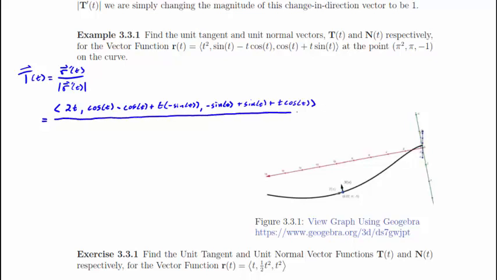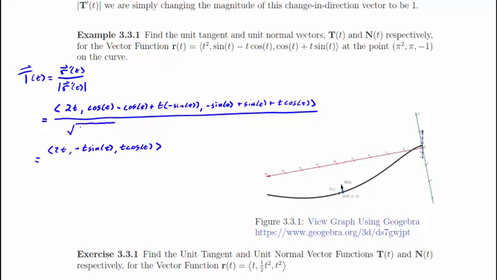Come back for the bottom because I want to simplify this first. So this equals 2t, comma, negative t sine of t, comma, t cosine of t. And that allows me to take the magnitude a little bit easier.